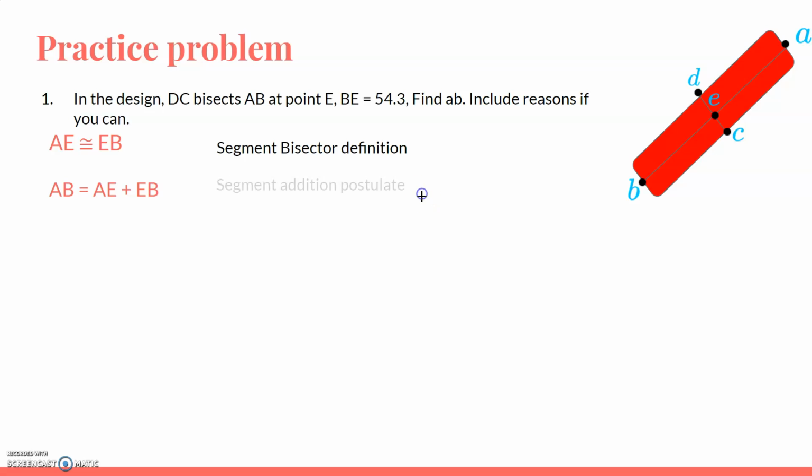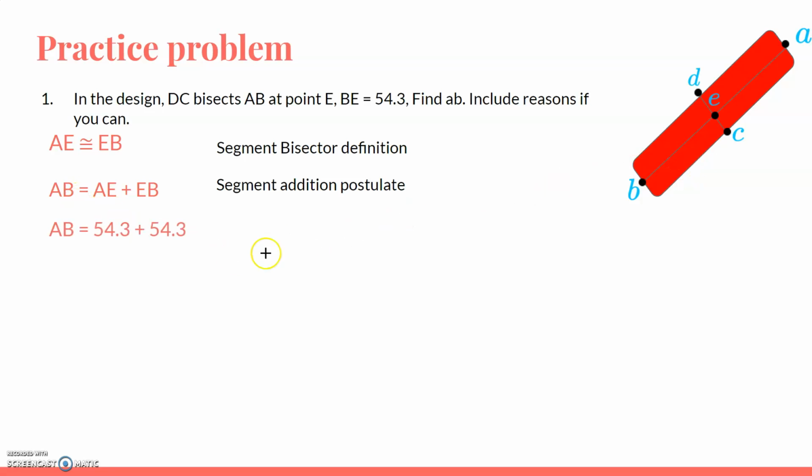Next, AB is equal to AE plus EB. That's the segment addition postulate. If one point is in between two other points, then the first segment plus the second segment created because of the point in the middle, both of them summed up together, is going to equal the length of the original or the total line segment. So here it's going to be AE plus EB is equal to AB.